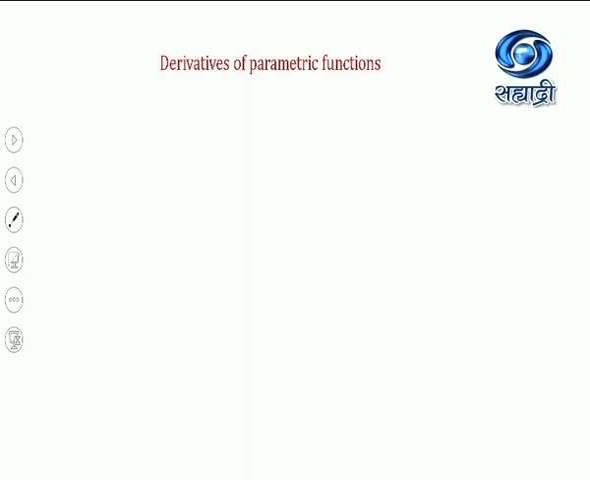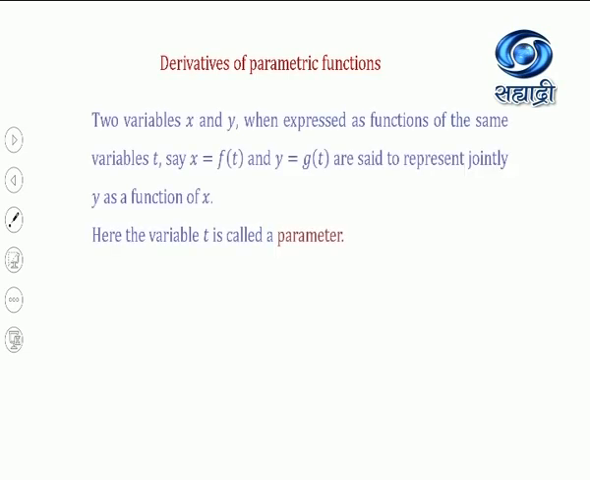Derivatives of parametric functions. See here, two variables x and y, when expressed as functions of the same variable t, say x equal to f of t and y is equal to g of t, they are said to represent jointly y as a function of x. Here, the variable t is called a parameter. In simple thing, x and y both are defined in terms of t. Here, t is a parameter.